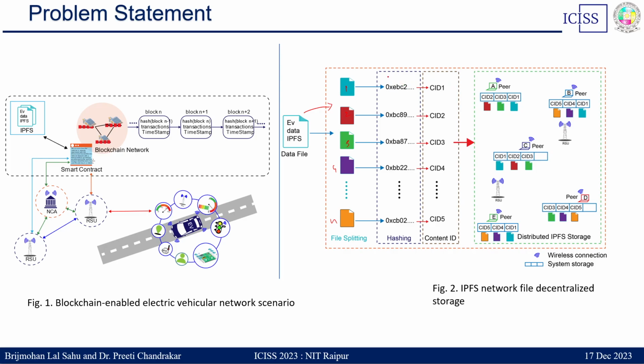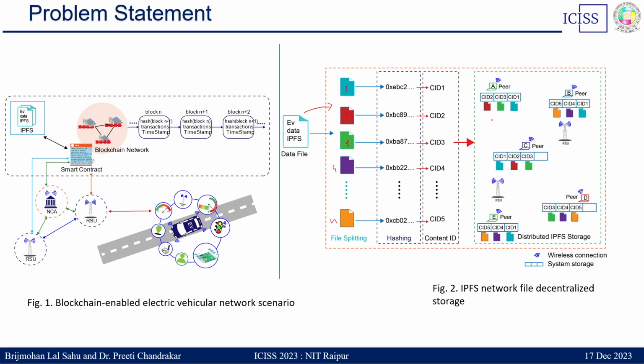That means IPFS uses a different approach of addressing files or data. In this way, it is easy to detect duplicate files. If another person is trying to upload a file, IPFS can easily detect that this file is already available in the network. After that, it distributes the files to different peers, meaning nodes. Here I have shown nodes A, B, C, D, and E.